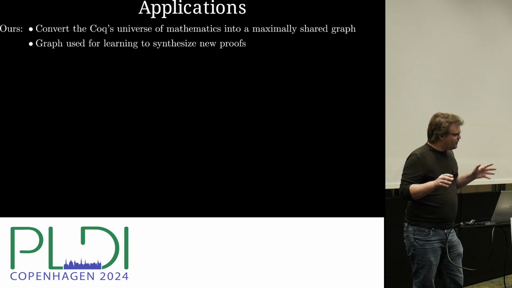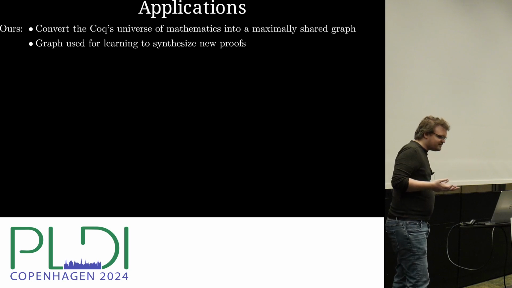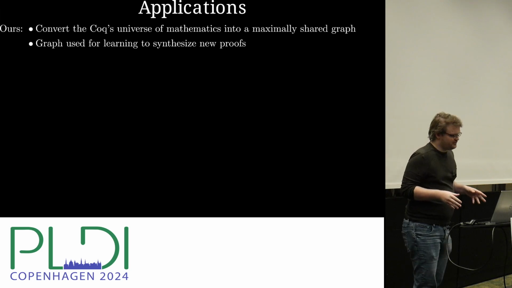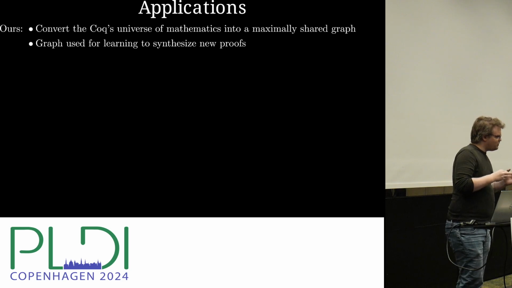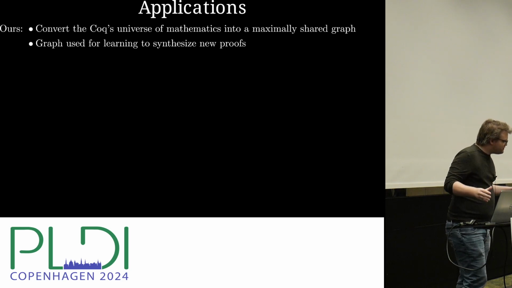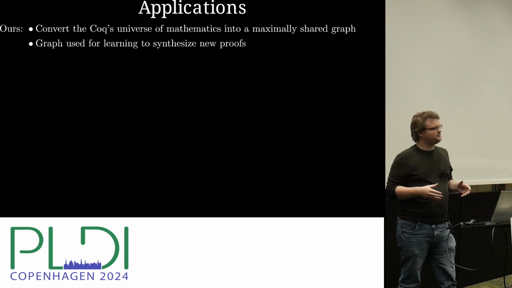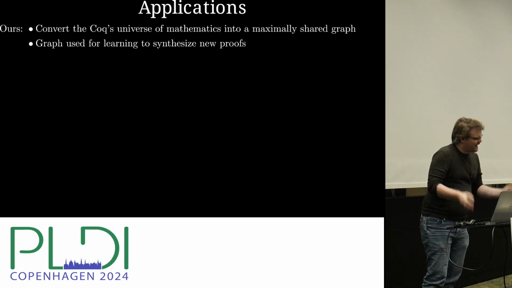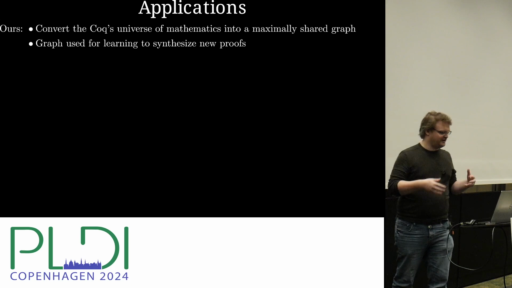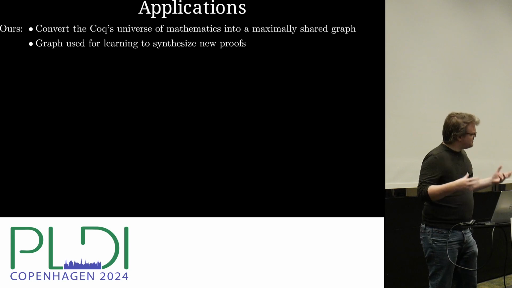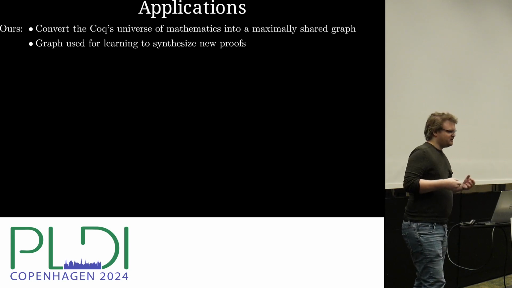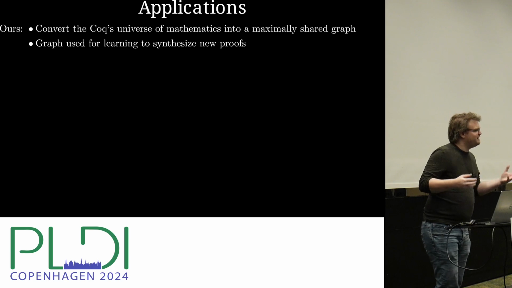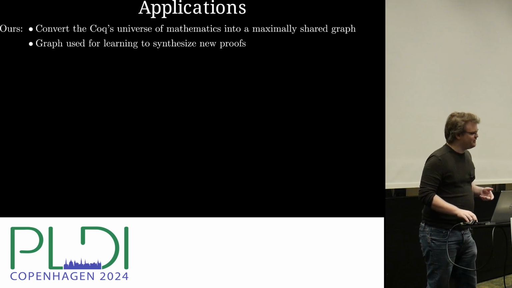And before we go on, you might be interested in why we would want this. So our application, for why we started working on this, was because we wanted to convert a universe of proofs encoded in the Coq proof assistant as a graph. And we wanted to do that such that all of the subterms would be maximally deduplicated. So we needed an algorithm to find these subterms. And then we were going to use this graph, and we have used this graph, to do some machine learning with the goal of finding new proofs in the Coq proof assistant.